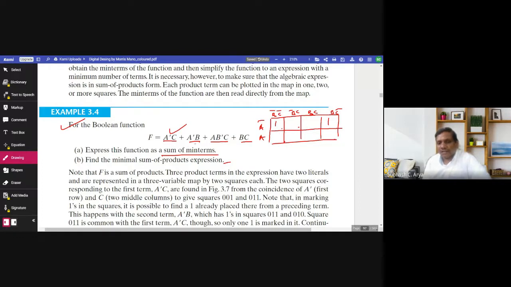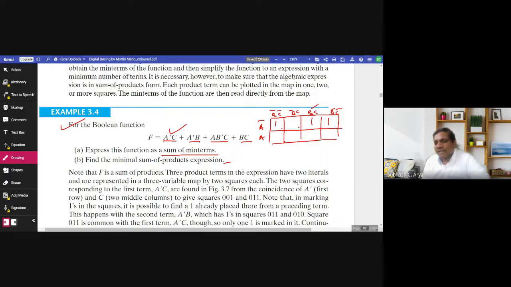Okay. Now second, a bar b. Again in this row, a bar is common. Let us see where b is common. So b is common at this place and this place. So we can choose this one. See, we can see that literal c is available here, c and c bar.